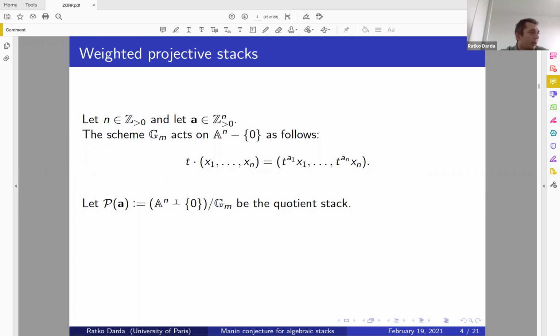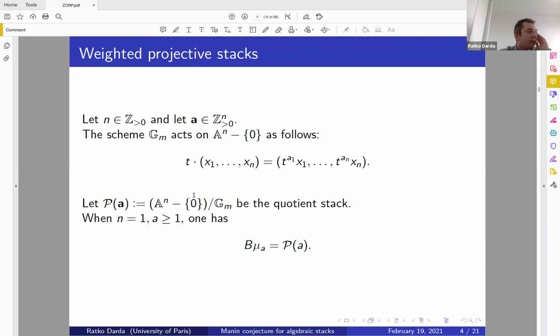One should separate this from the notion of weighted projective space, which is the GIT quotient for the same action. Weighted projective space is the quotient in the category of schemes, and this is not a scheme, this is a stack. Moreover, this quotient is smooth, while the space is singular.